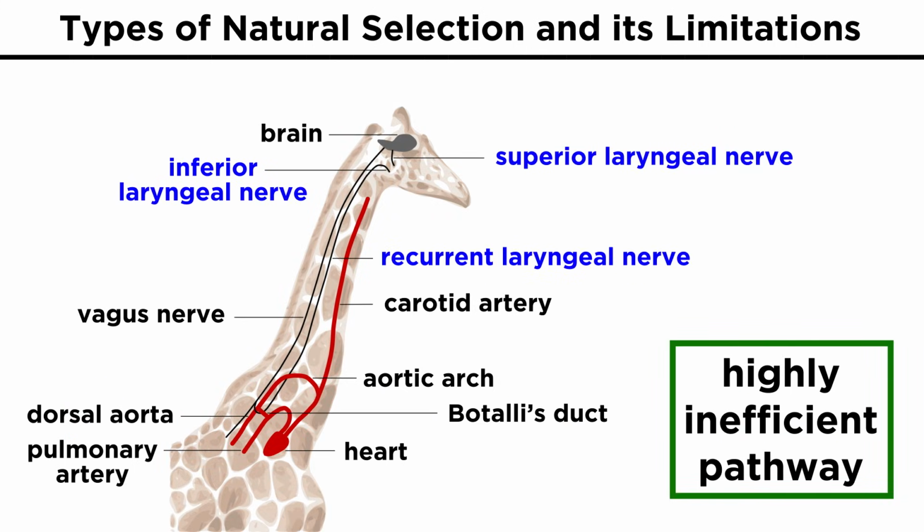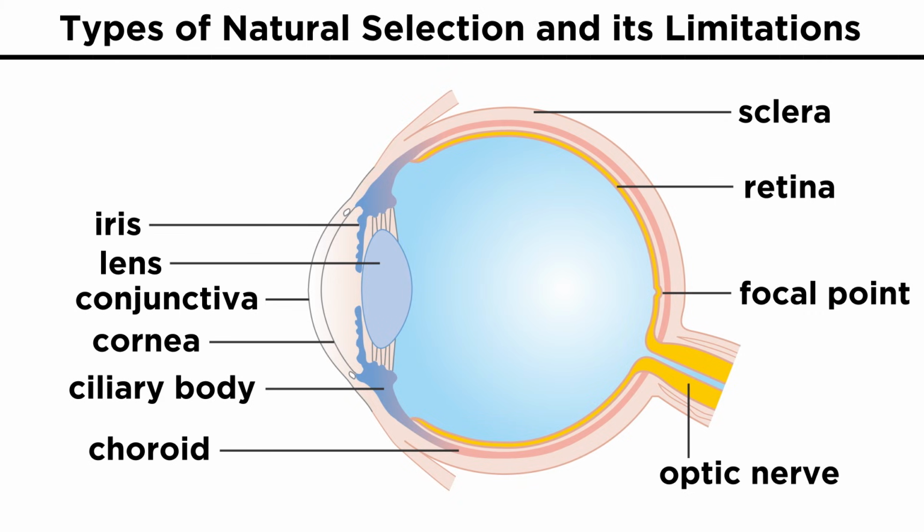Flaws in the design of structures, like the giraffe's neck, with the completely illogical pathway of its laryngeal nerve, and the human eye, with its blind spot and other flaws, show how nature built upon what was already there to get to something that is workable, though imperfect.